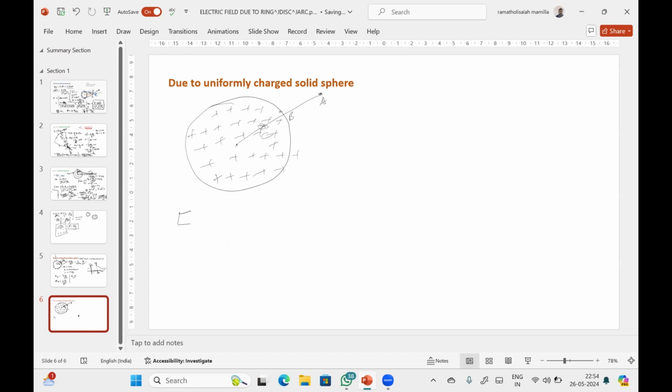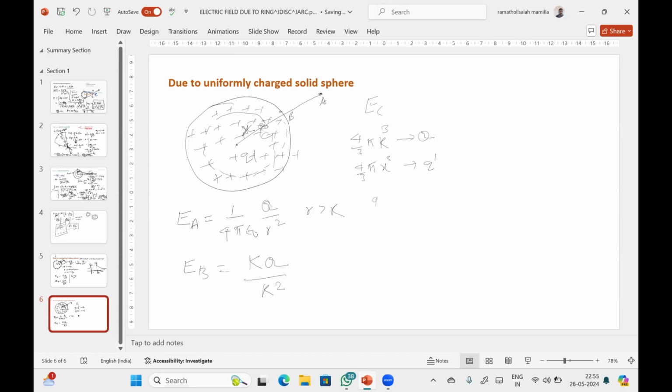Therefore, EA is equal to 1 by 4 pi epsilon naught, q by r square, where r is greater than R. For EB, for a point on the sphere, it is kq by R square. For EC, the point inside, the charge is not 0, so you have to find the effective charge q dash. Consider a radius x. The sphere of volume 4 by 3 pi R cube has charge q, and the sphere of volume 4 by 3 pi x cube has charge q dash.